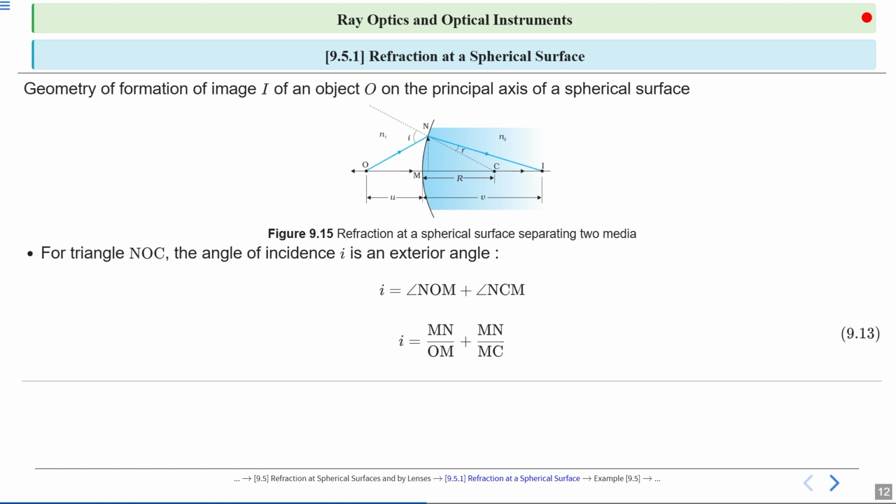Now we know that tan NOM was equal to MN upon OM. Since tan theta is approximately equal to theta, that means angle NOM will be approximately equal to MN upon OM. Similarly, tan of angle NCM is MN upon MC. For small angles, we have taken the small angle approximation, so tan NCM will be approximately equal to NCM, which will be equal to MN upon MC. Mark it as equation 9.13. So the angle of incidence will be equal to that.